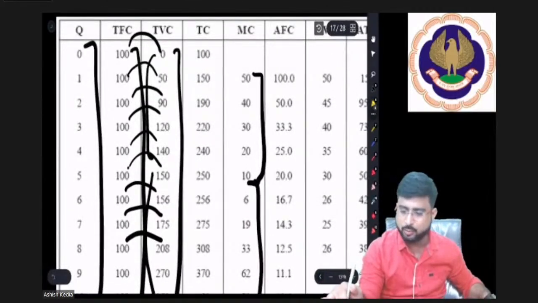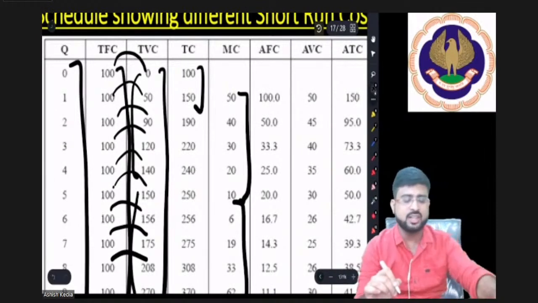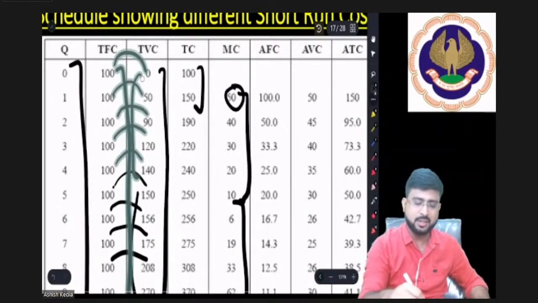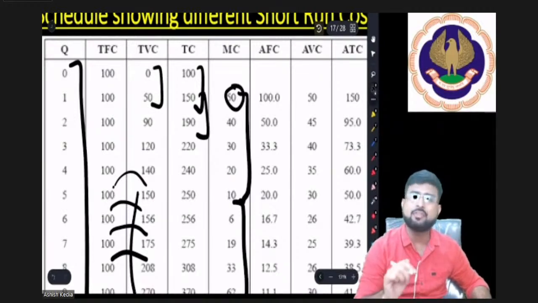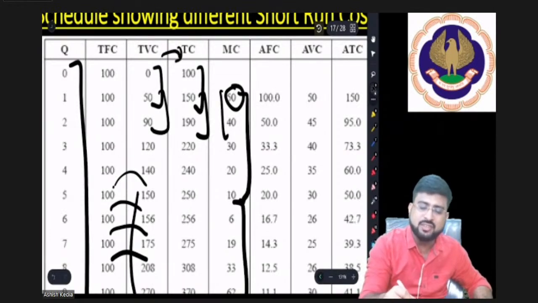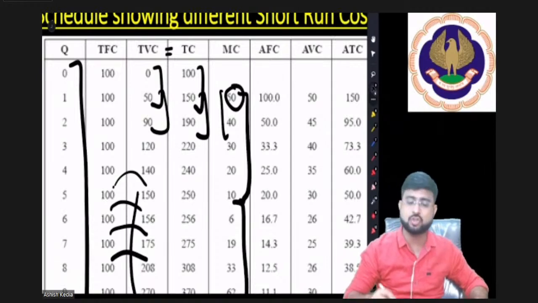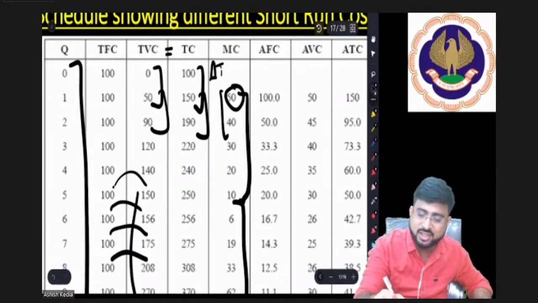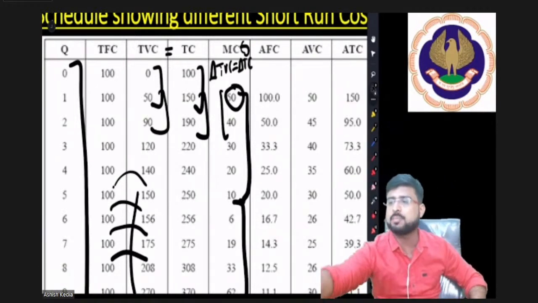Yes, definitely. Why not? Pay attention here. See, 100 to 150, TC is changing by 50, but the same is the case with TVC. 0 to 50 is 50, 150 to 190 is 40. Here also 50 to 90 is 40. That's because TVC and TC are changing by the same quantity. And what is that change called? The change in TVC or the change in TC is the same, and that change is called marginal cost.